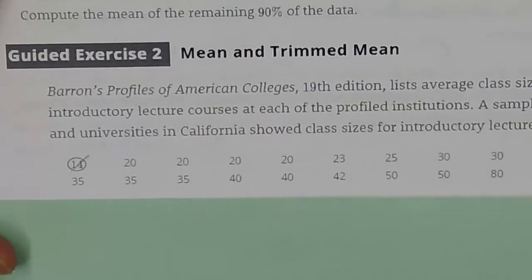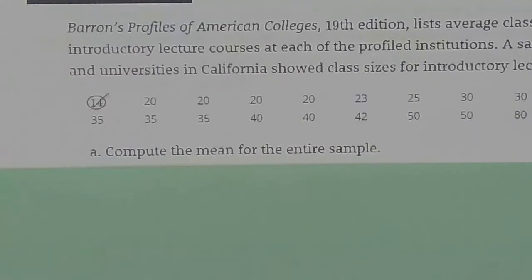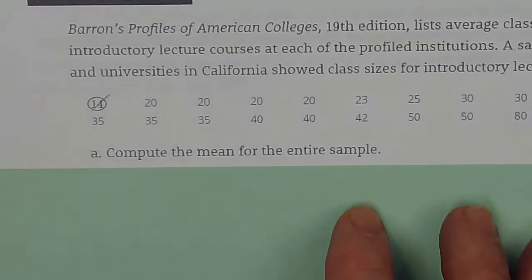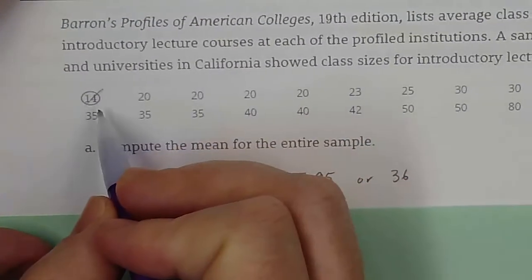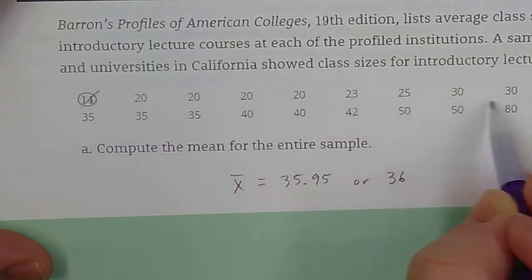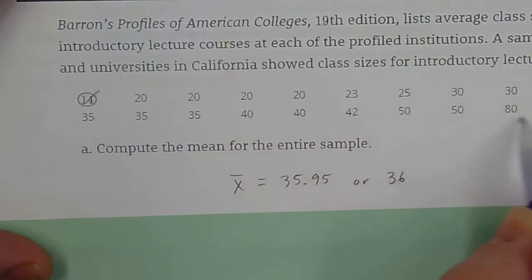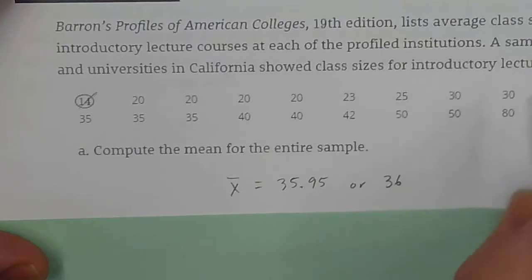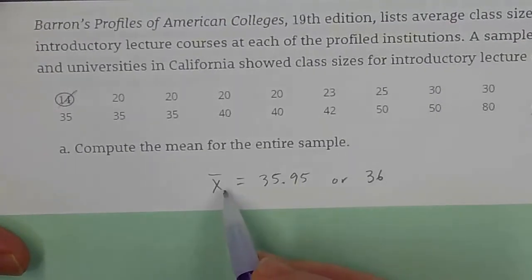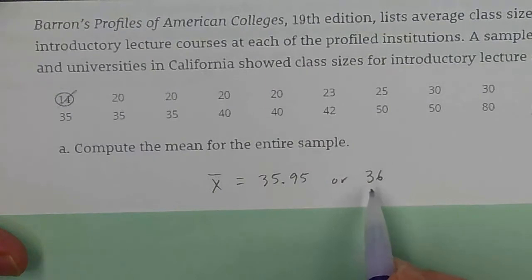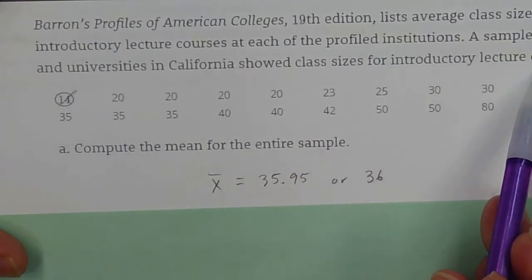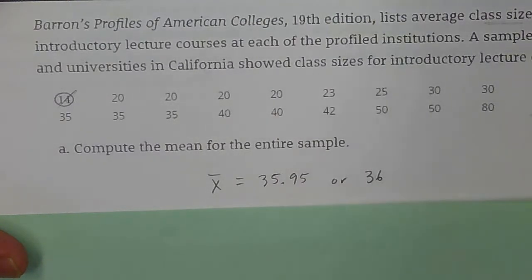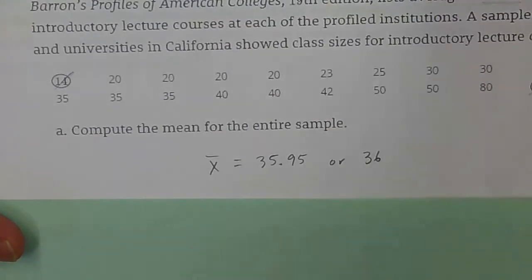All right, let's go ahead and take a look at this. Go ahead and read that setting, then we'll do it. Okay, so the mean for the entire sample. What we do to find this mean is we add all these up. I already have the sum and the mean for us. So we add these up and we divide by 20. So the answer is going to be 35.95, or 36 if you round to the nearest integer or person because it's class size, right? So 36 people would be about the average.